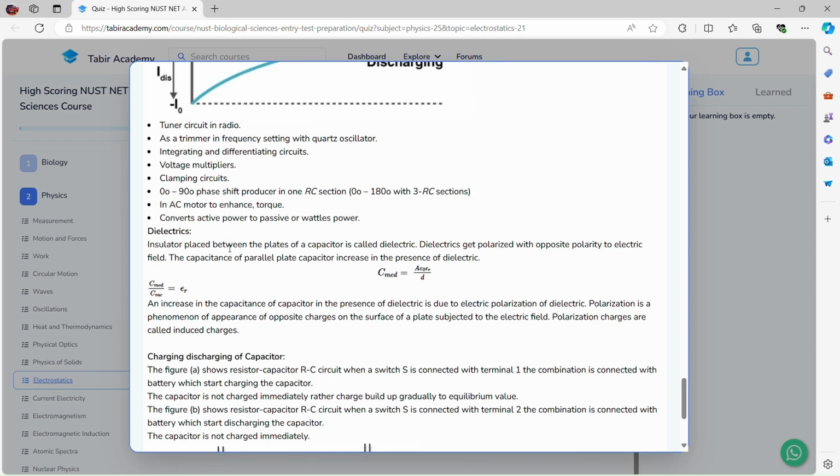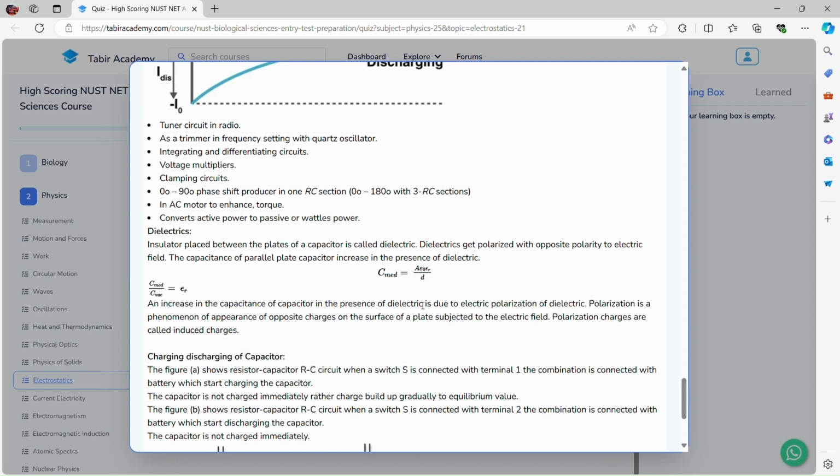Dielectrics. Insulator placed between the plates of a capacitor is called dielectric. Dielectrics get polarized with opposite polarity to the electric field. The capacitance of a parallel plate capacitor increases in the presence of dielectric. C_med equals A multiplied by epsilon naught multiplied by ε_r over d. C_med over C_vac equals ε_r.